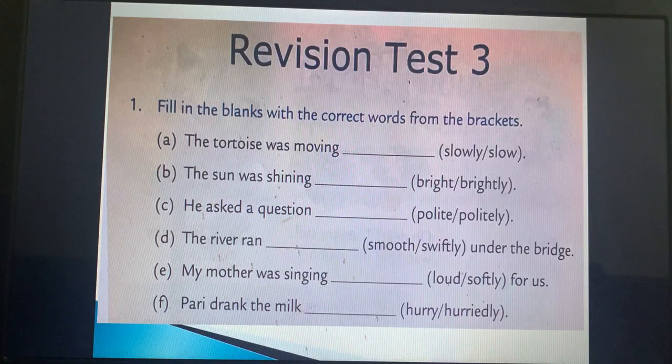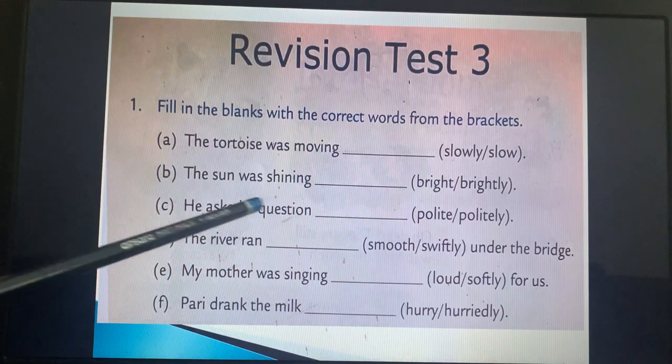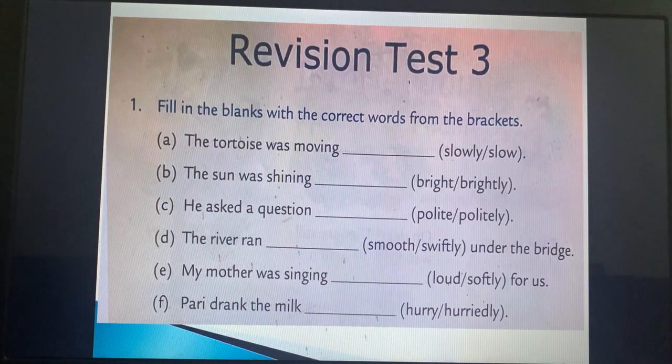Next is the sun was shining bright or brightly, brightly तेजी से चमक रहा था. He asked a question politely, प्यार से पूछा उसने question. These are all adverbs. ये क्या है? Adverbs. When the word ends with ly, these are adverbs.